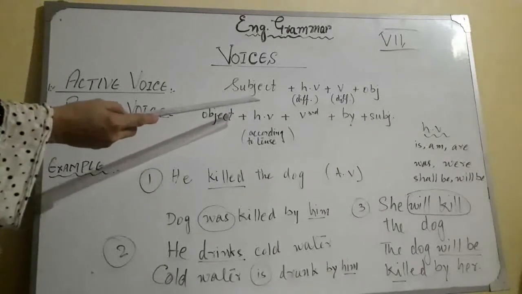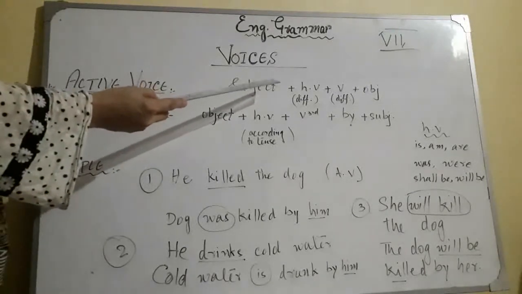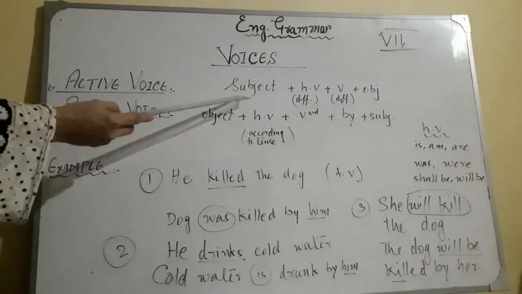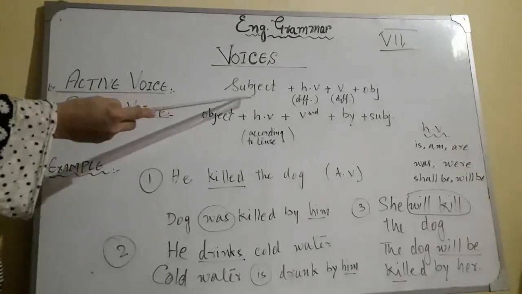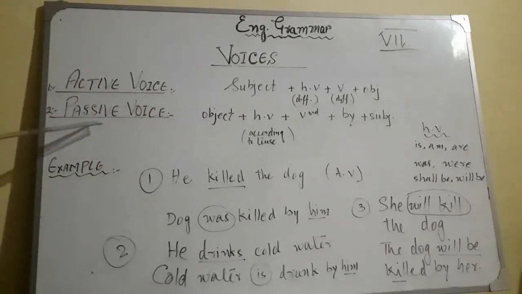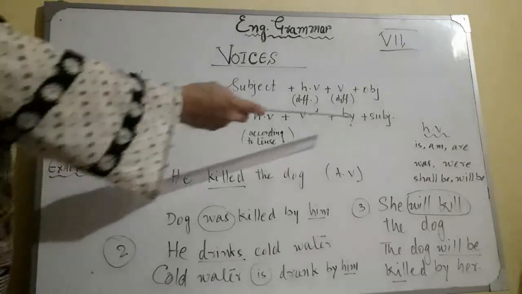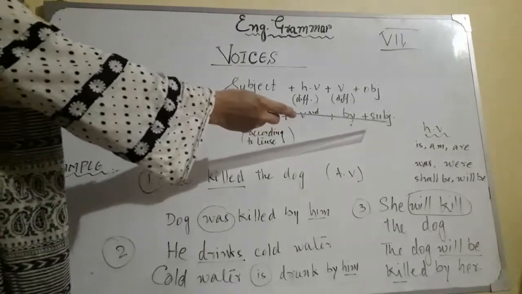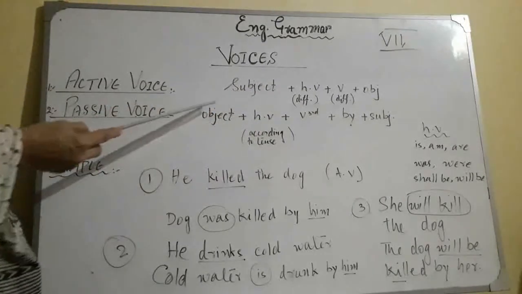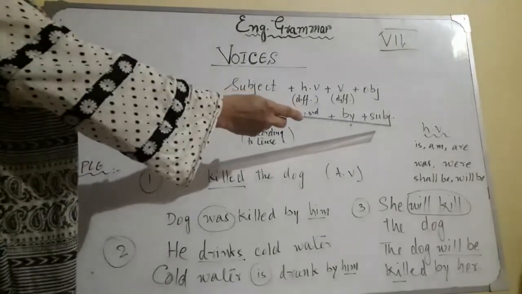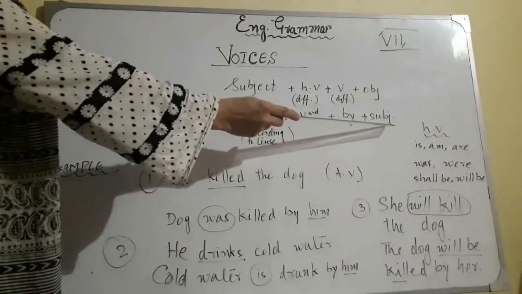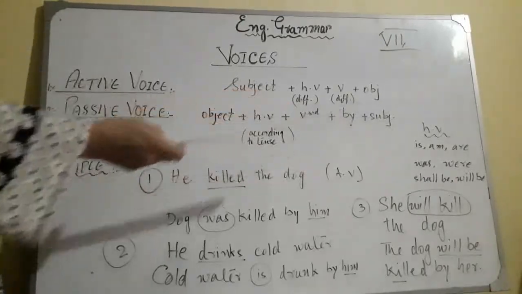So when the doer is more important, we use active voice. That's why it is called active voice, because here the doer is in an active condition. And in passive voice, there is no need to know about the subject. It means that the object is more important than the subject. That's why it is called passive voice, because here the subject or the doer is in a passive condition.